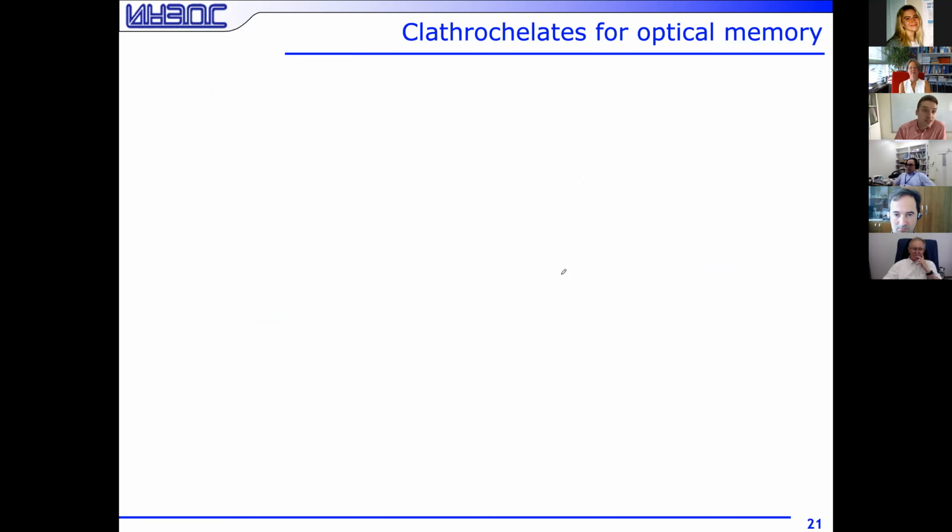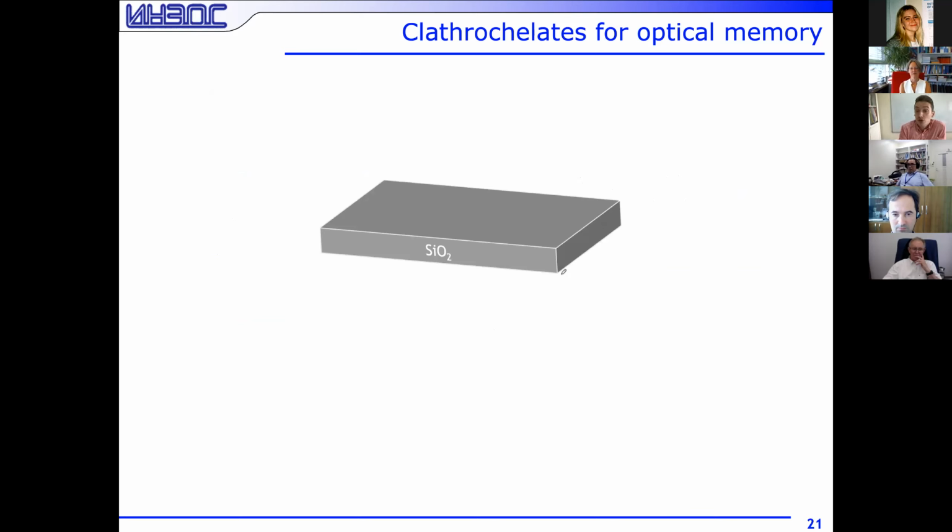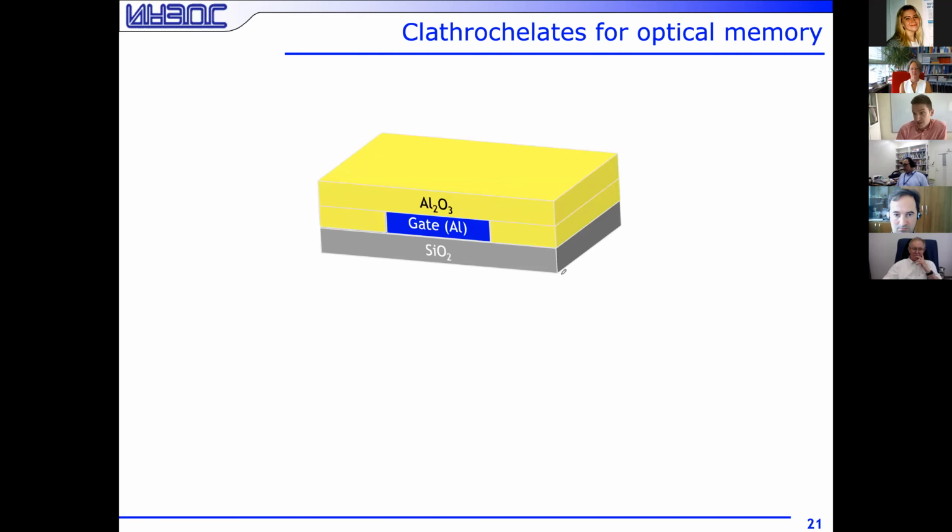So to show you that I still think that clathrochelates are suitable for molecular spintronics and for that matter for molecular electronics as well, I also want to show you another result which was made with the same clathrochelates, this time in so-called transistor geometry. So we started with a substrate and we added another electrode. So it's a gate electrode, and when it's covered with aluminum oxide, it's isolated. So that's general organic field effect transistor geometry.